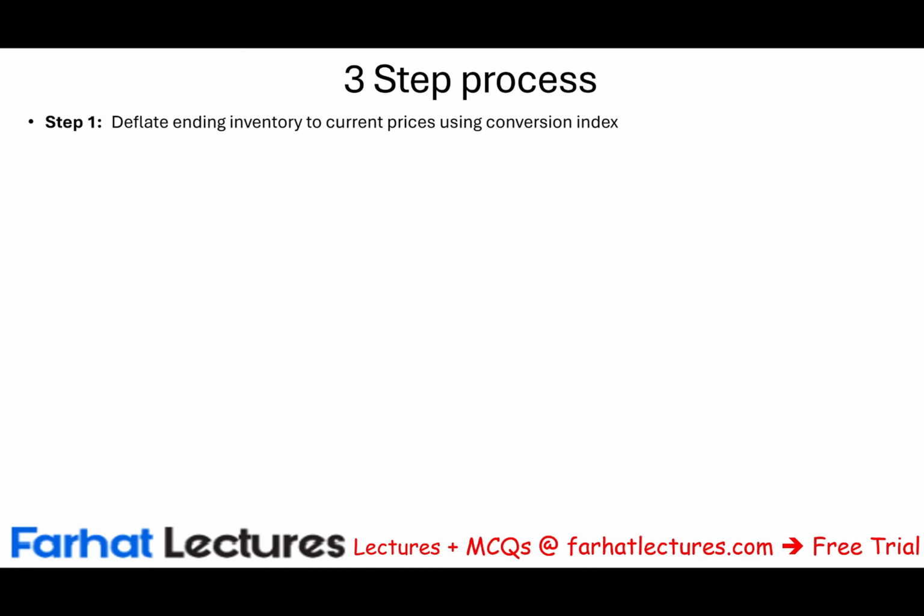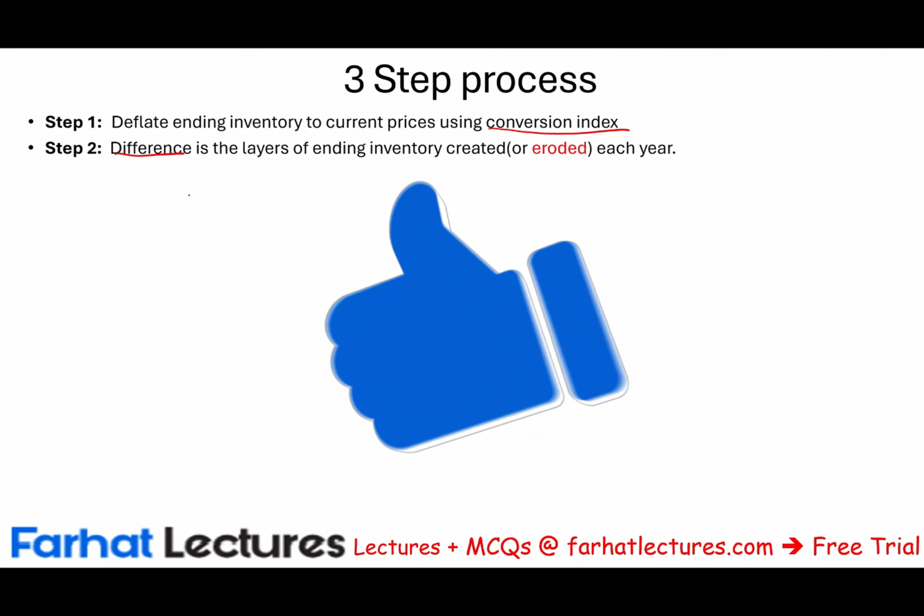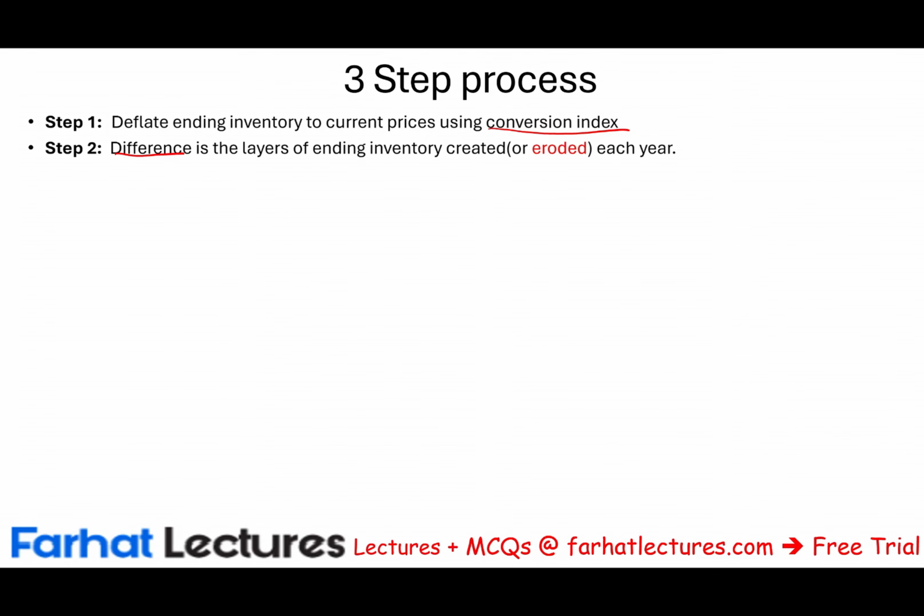Step 1, deflate ending inventory to current prices using some sort of a conversion index. So you will take ending inventory, whatever ending inventory happens to be, and we're going to assume we have inflation, and we're going to take the inflation out of that figure. Once we take the inflation out, we see if we added a layer. So we're going to take the difference between what the inventory was last year and the deflated inventory this year, the beginning of the year and the end of the year, take the difference and see if that difference is positive, whether we created a layer or sometimes we could have eroded a layer.